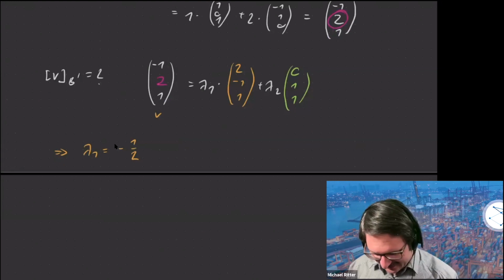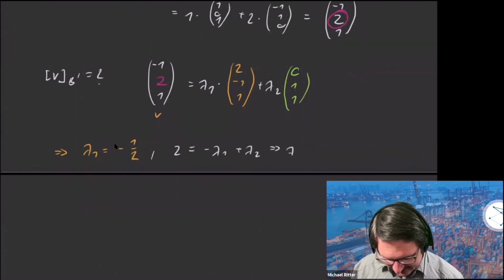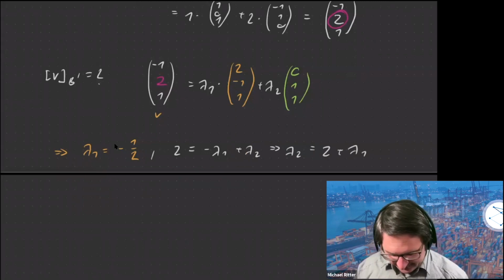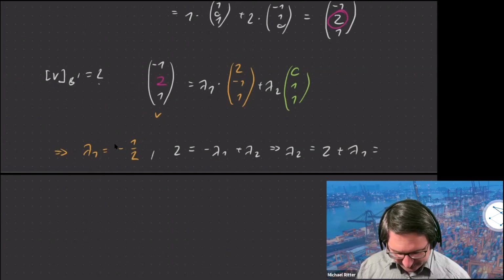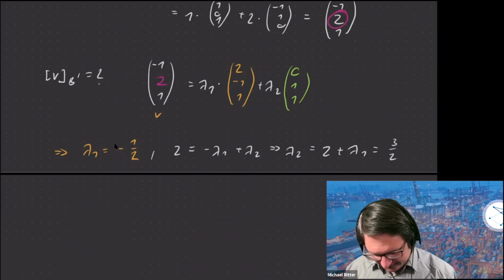Okay, so let's say lambda 2. Lambda 2 is then, let's just write this equation down. So 2 minus lambda 1 plus lambda 2. So that means lambda 2 is 2 plus lambda 1. Lambda 1 is minus 1 over 2. So that's 2 minus 1 over 2, and that means we get 3 over 2. Okay, so lambda 2 is 3 over 2.